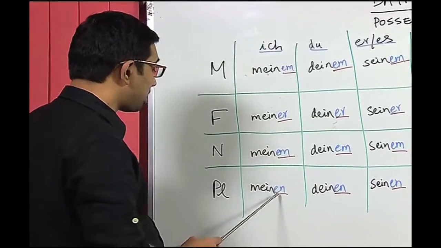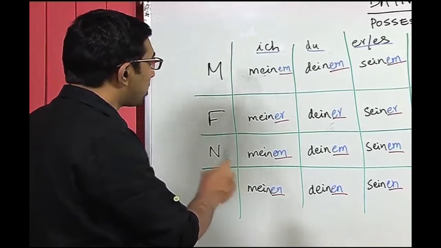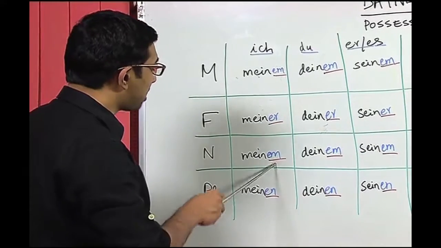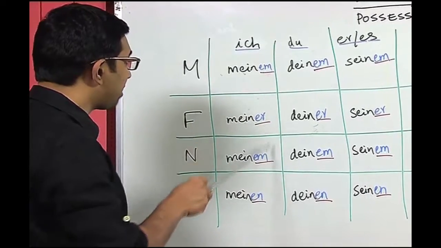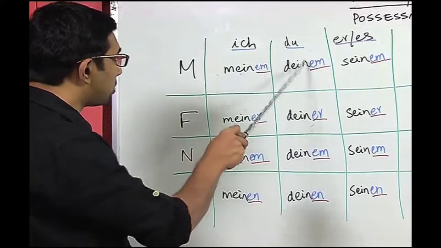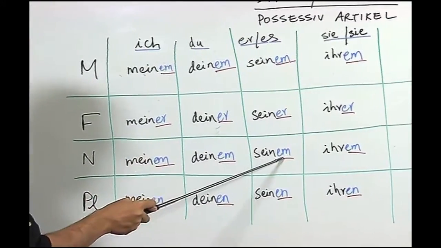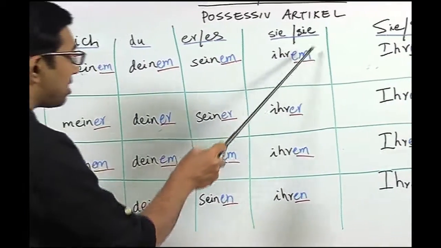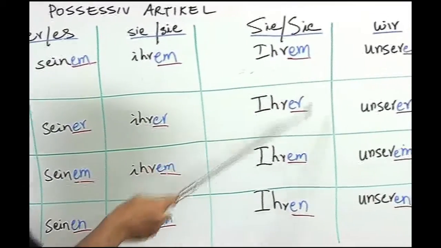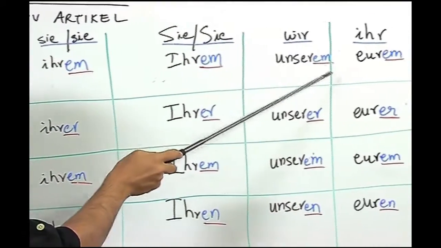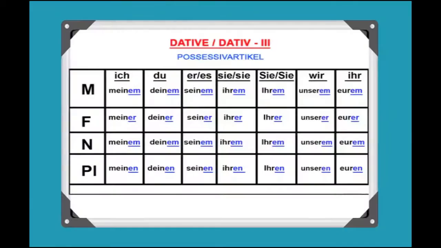Now, if you see, the ending for all the masculine possessive articles, as you know, is the same, and it is the same for the neutral article also. So, we have meinem and meinem for ich, deinem and deinem for du. And for er and es, we have seinem here as well as seinem here. And for sie and sie also, we have ihrem and ihrem. And for Sie here also, we have Ihrem and Ihrem. And for wir, we have unserem, unserem, and for ihr we have eurem and eurem.